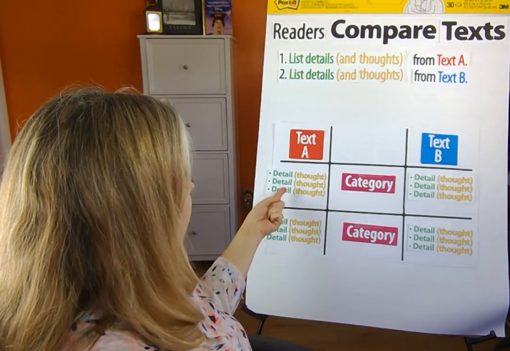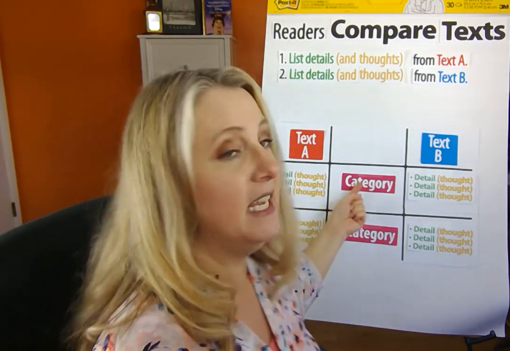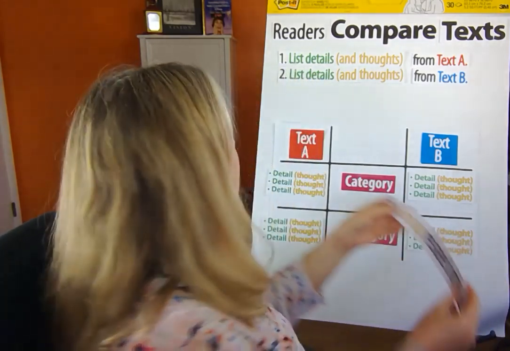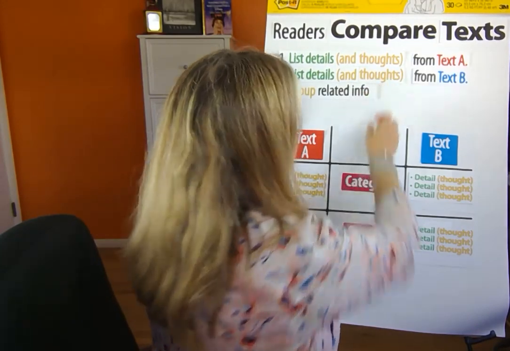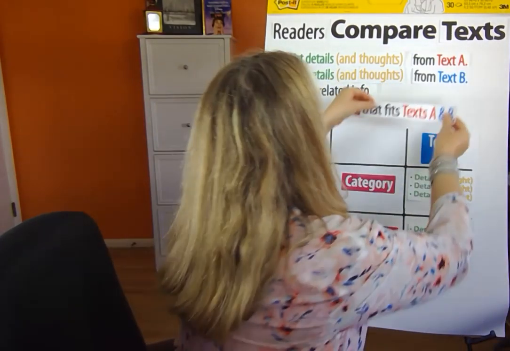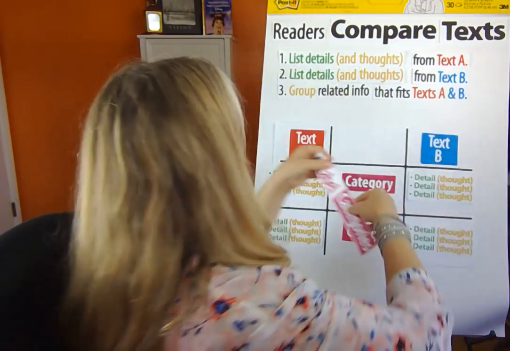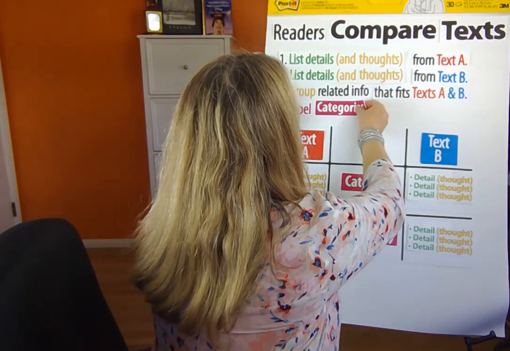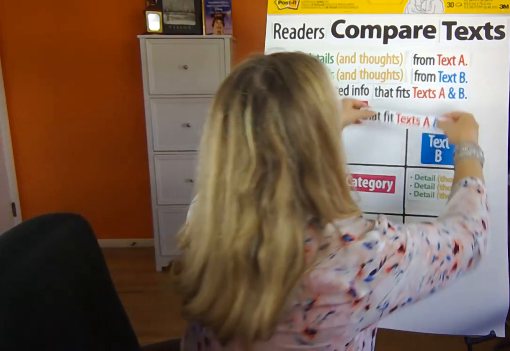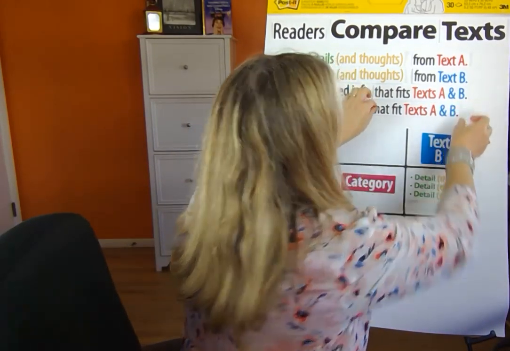How did you know that detail needed to go right in that spot? It's because it's part of this group. It's part of this category. So the third step here says to group related information, or info that fits text A and B. And then the fourth step is to label the categories. Now, I gave you the categories last time, just as we were getting started, so that we could figure out how to even use this T-chart.